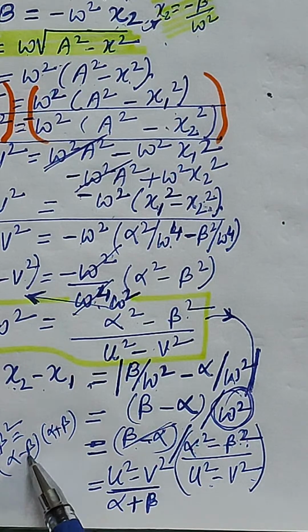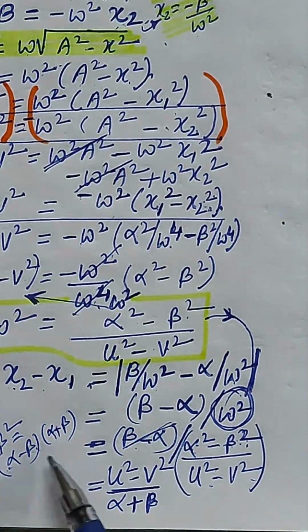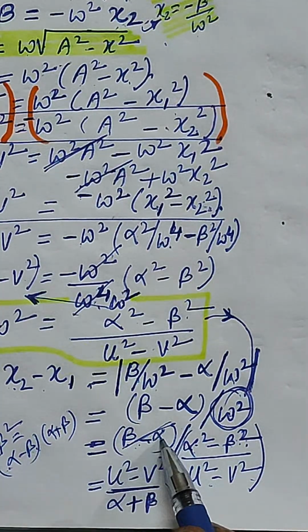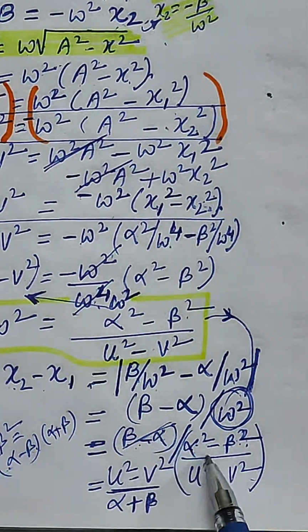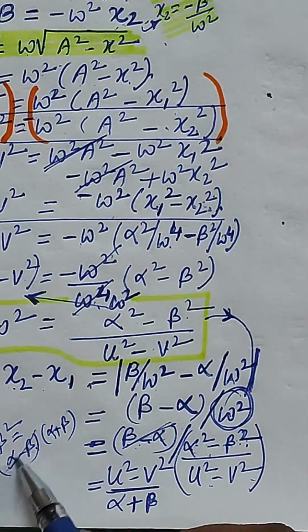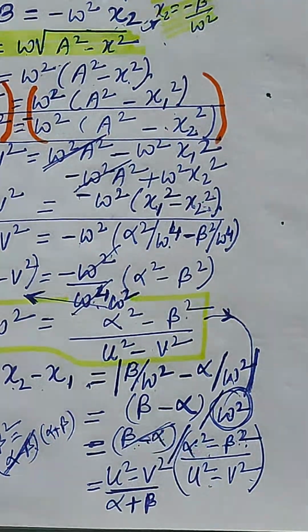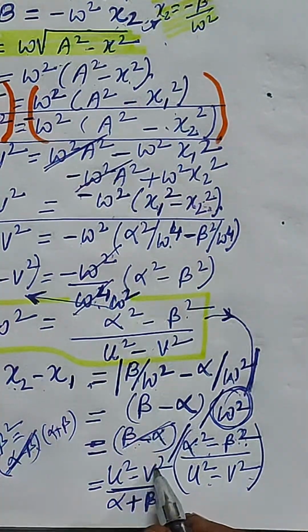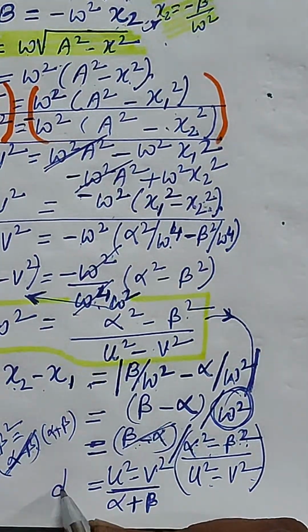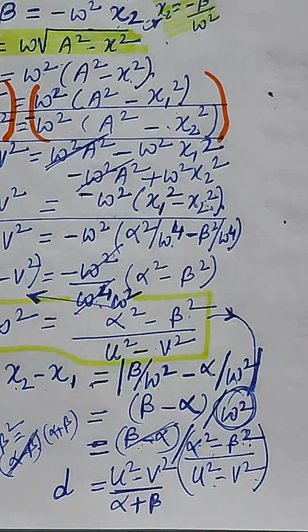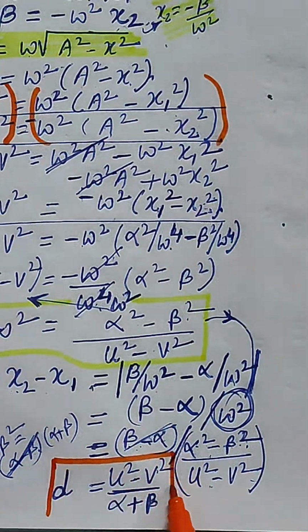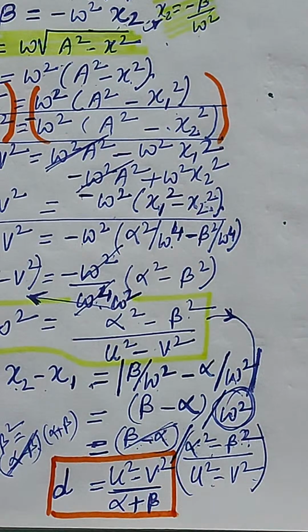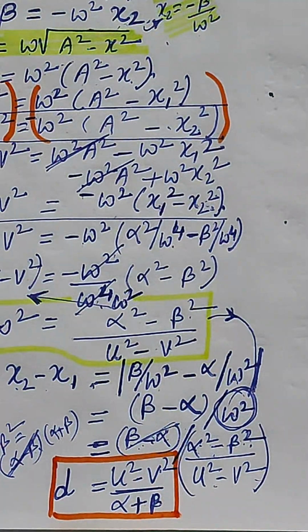And you can see alpha minus beta or beta minus alpha, when taking magnitude only, can be written as alpha minus beta. This will be cancelled out from this one, right? So you will get u square minus v square by alpha plus beta is the distance between the two positions of the body exhibiting SHM. Okay, so d equal to u square minus v square by alpha plus beta. And this is your solution, my dear friends, right? D is equal to u square minus v square by alpha plus beta.